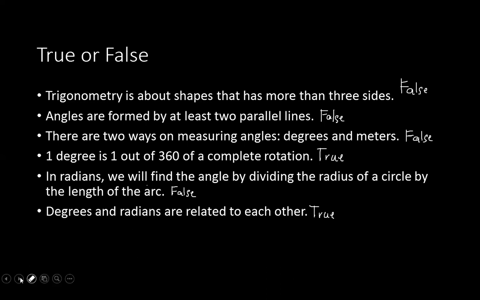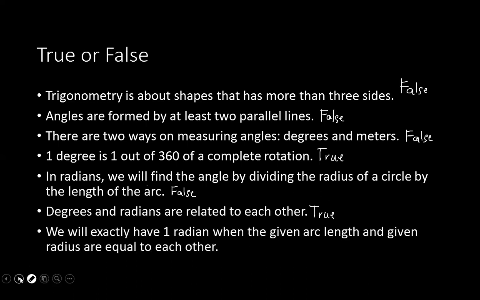Now let's proceed here. We will exactly have 1 radian when the given arc length and the given radius of a circle are equal to each other. Let me repeat that. We will exactly have 1 radian when the given arc length and given radius are equal to each other. So what is your answer here? The answer is true.